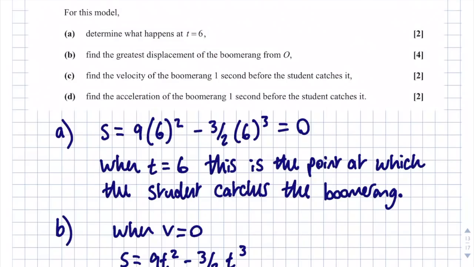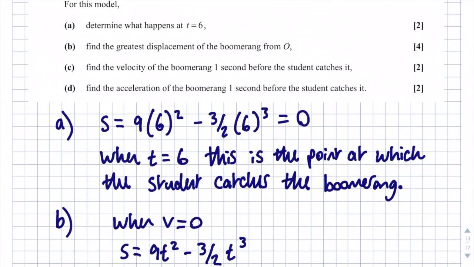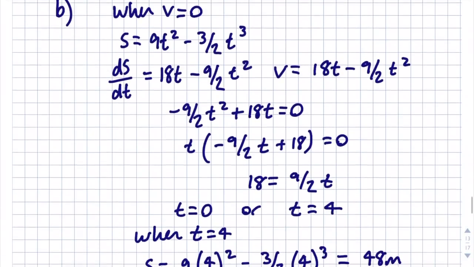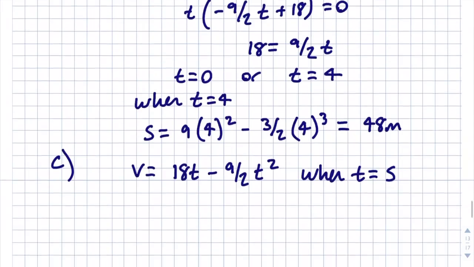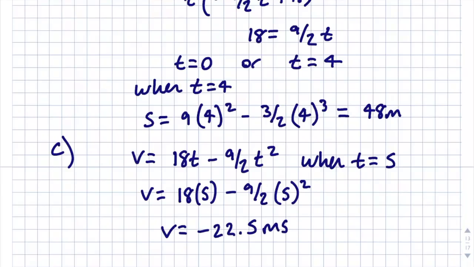Part C says find the velocity of the boomerang 1 second before the student catches it. Well, 1 second before the student catches it would be when t is 5 seconds. So we're going to use our velocity function, which we worked out in part B, which is 18t minus 9 halves of t squared, and substitute t equals 5. So v equals 18 multiplied by 5 minus 9 halves of 5 squared. If we simplify, we get v equals minus 22.5 meters per second.